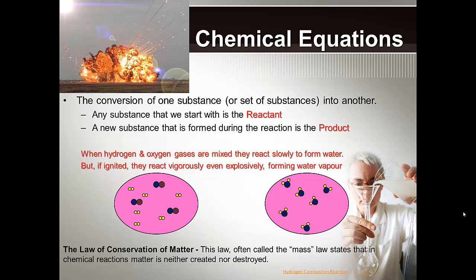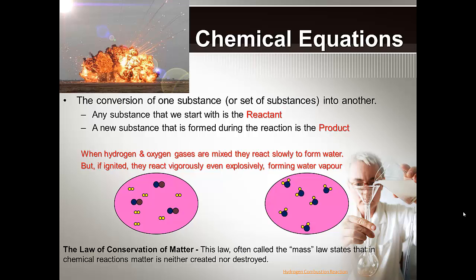You can see here we've got an explosion. That's fun. A chemical reaction is the conversion of one substance or set of substances into another. Any substance that we start with is the reactant, and a new substance that is formed during the reaction is called the product. So here are two really important words: reactant and product. We start with a reactant or reactants, it could be more than one, and we produce a product or products, it could be more than one product as well. It depends on the reaction.